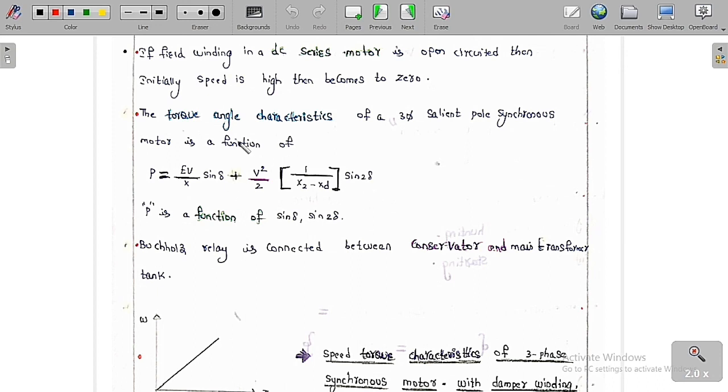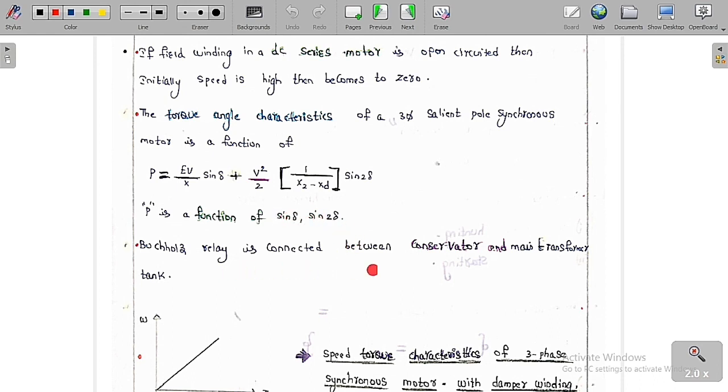So the torque angle characteristics of a 3-phase salient pole synchronous motor is given by P = EV/X sin delta + V²/2 (1/X_q − 1/X_d) sin 2 delta. You can see clearly from this equation itself that P is a function of sin delta and sin 2 delta.